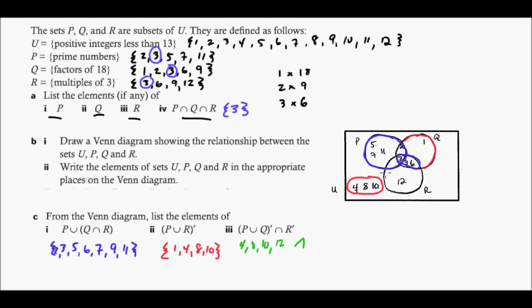Well, not R is, that's a lot of them. It's 4, 8, 10, the outside ones, plus all of P and Q. But we know it's not going to be part of that. So if we just look at this, it's going to be 4, 8, and 10. That's going to be our answer. Okay? Now we'll do a little shading.